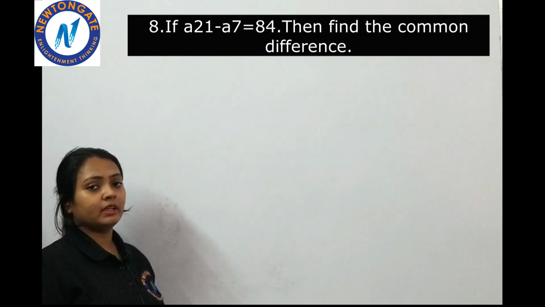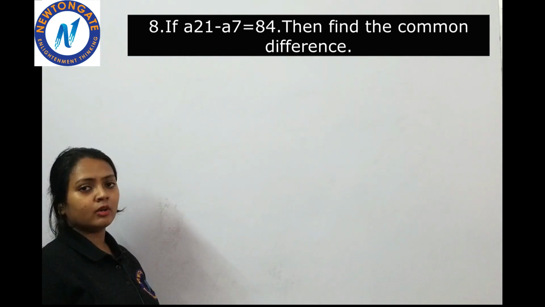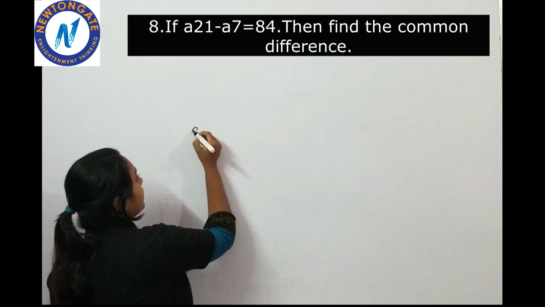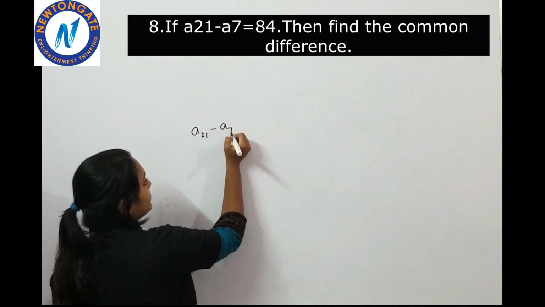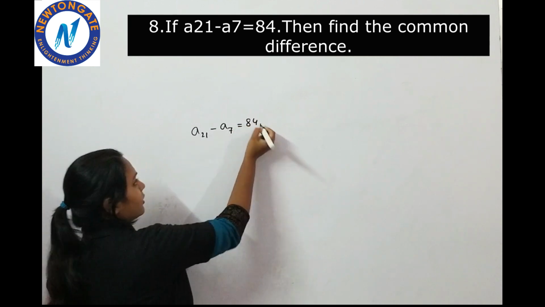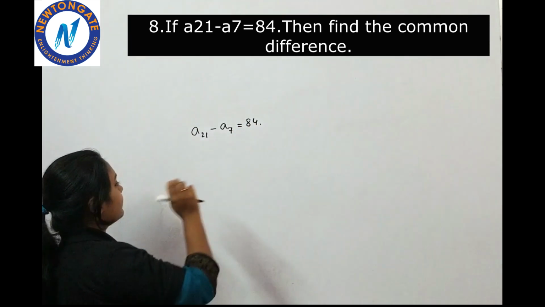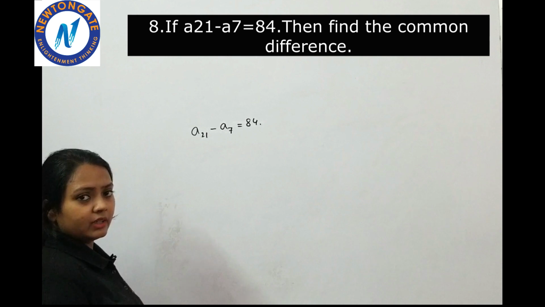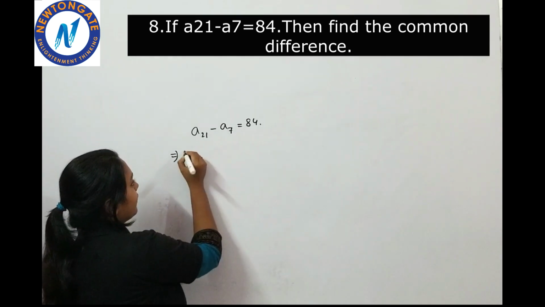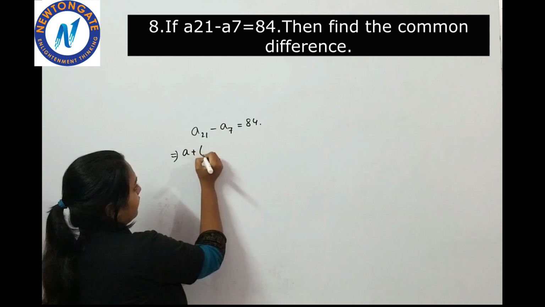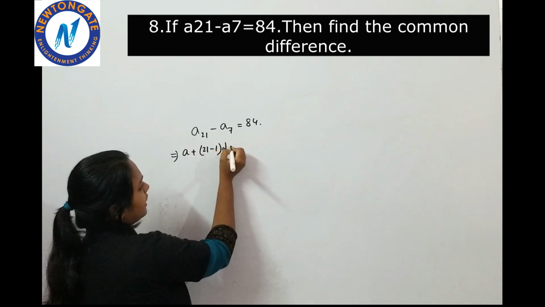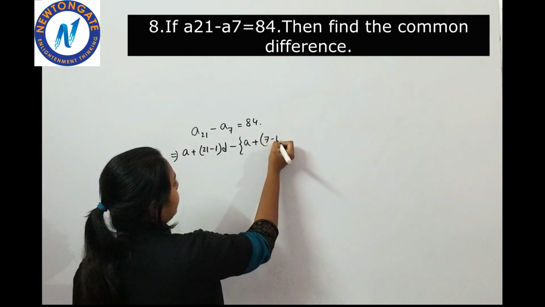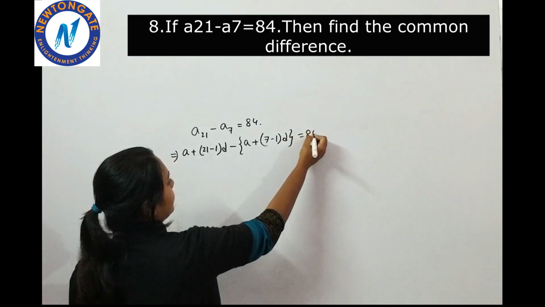Here is question number 8. In this question, we will also find the common difference. Here it is given that A21 minus A7 equals 84. Right? A21 means the 21st term and A7 means the 7th term. Then we write A21 as A plus (21 minus 1) into D, and A7 is written as A plus (7 minus 1) into D, equals 84.